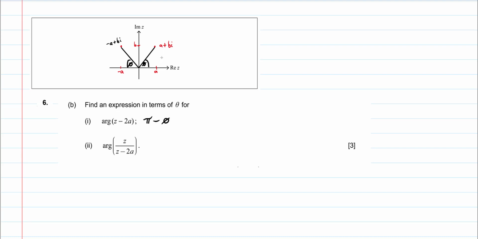For 6b part 2, we need to find an expression in terms of theta for arg of z over z minus 2a. So if you've got the argument of one complex number z1 divided by another complex number z2, well then the argument is just the argument of z1 minus the argument of z2. So I'll just bring that formula up here.